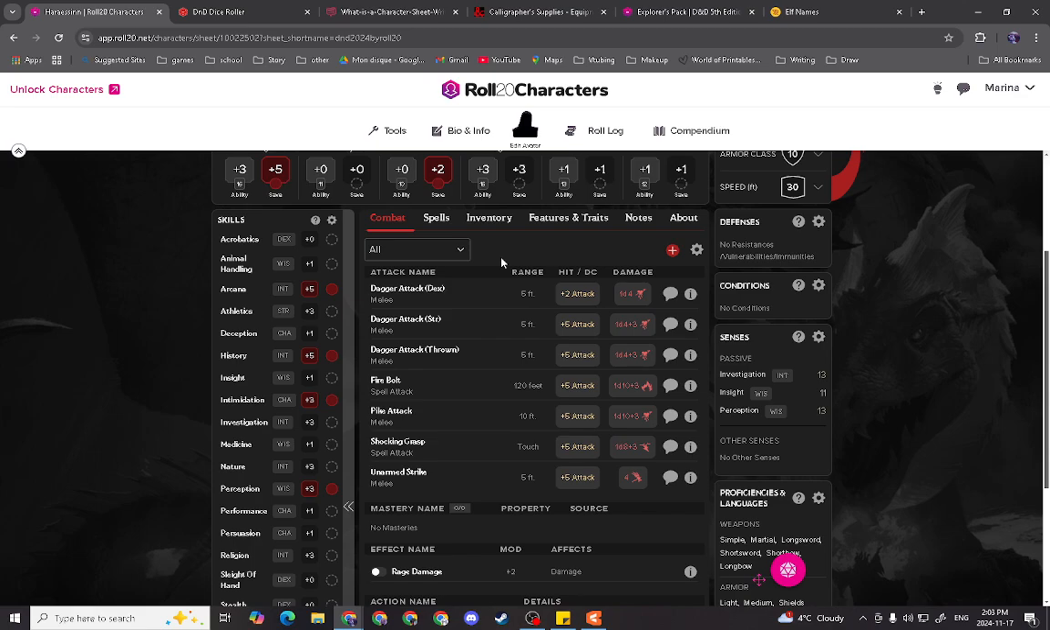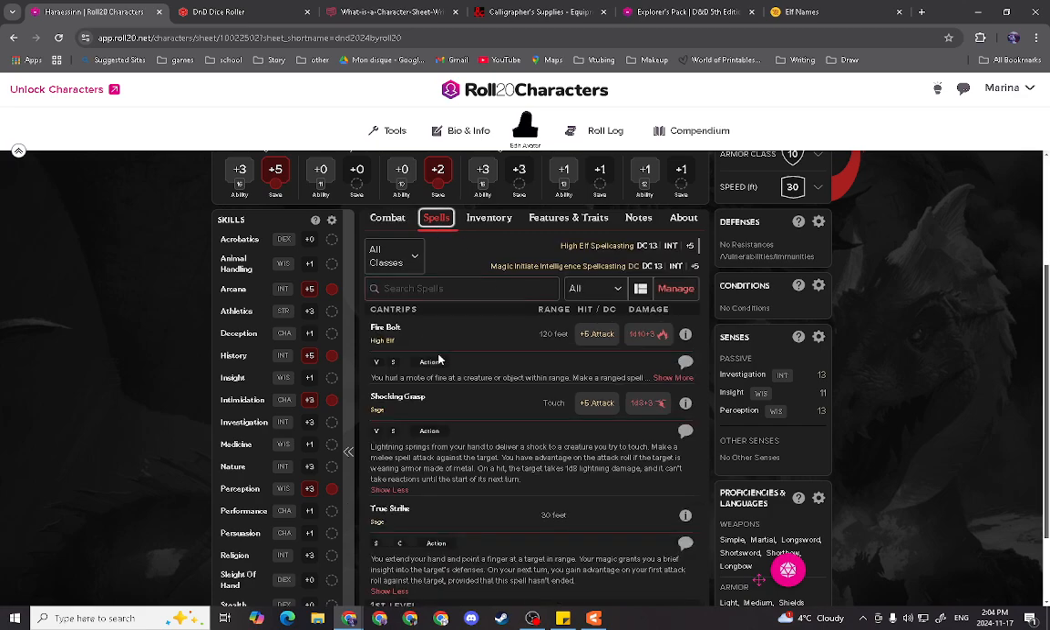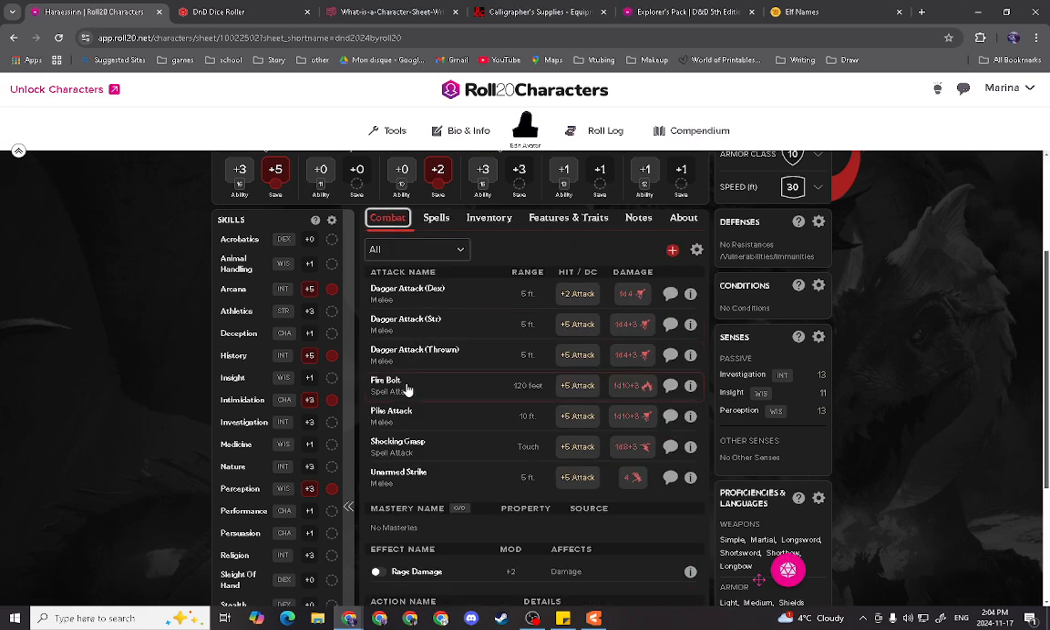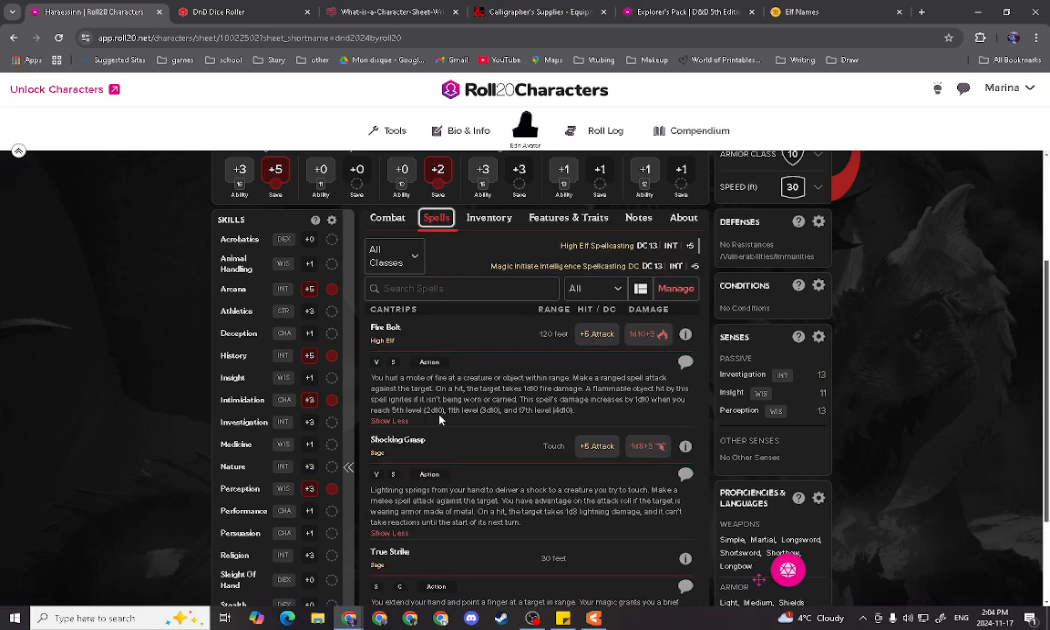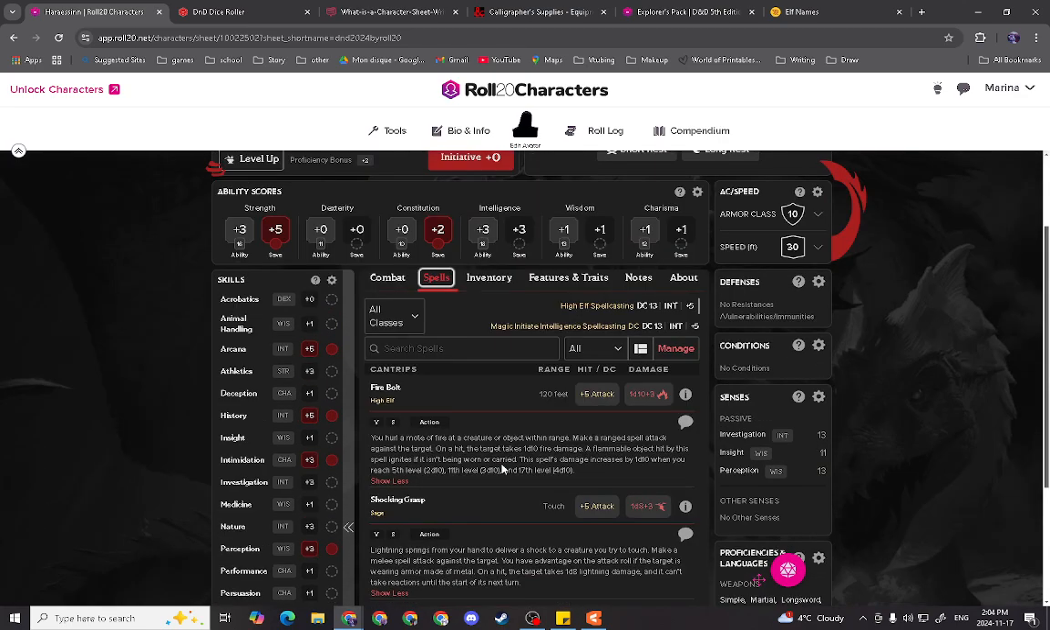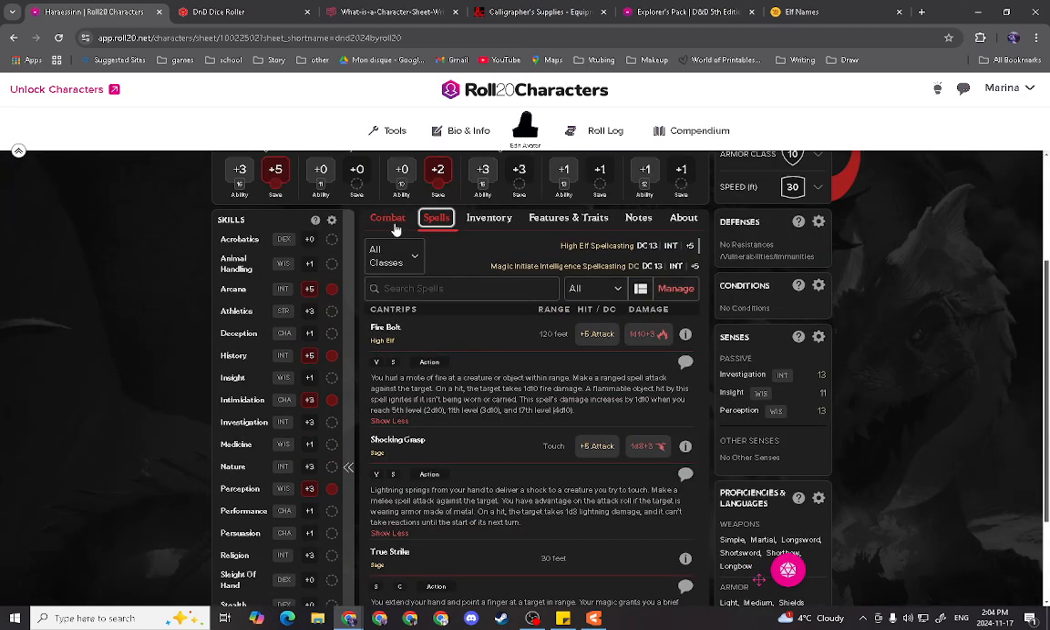I have Firebolt, right? Yes. Oh, okay. Why was that under weapon? Firebolt and Shocking Grasp are under weapons. I'm not sure why True Strike isn't an attack spell. Oh, so that's why it's not under combat.